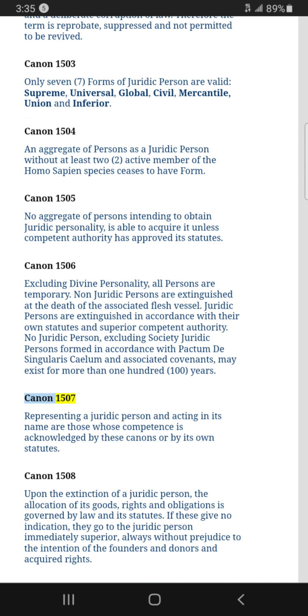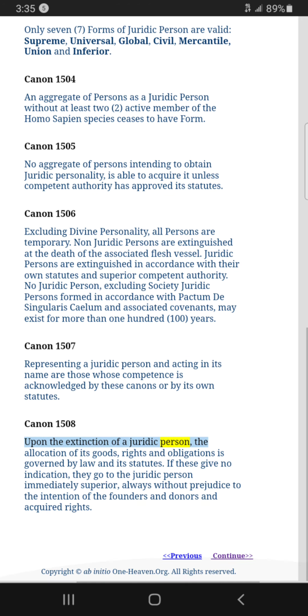Canon 1507. Representing a juridic person and acting in its name are those whose competence is acknowledged by these canons or by its own statutes. Canon 1508. Upon the extinction of a juridic person, the allocation of its goods, rights and obligations is governed by law and its statutes. If these give no indication, they go to the juridic person immediately superior, always without prejudice to the intention of the founders and donors and acquired rights.